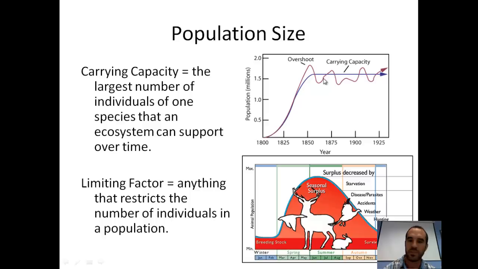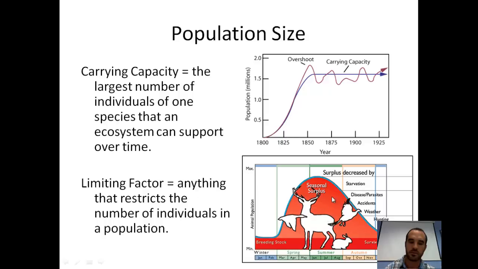Then we have limiting factors, and that's anything that's going to restrict the number of individuals in the population. So here we've got this, which was actually from a hunting website, but it listed some good ideas of limiting factors. You could have not enough food, starvation, disease and parasites, weather, hunting, predators. All those are going to be things that limit the amount of organisms you have in your ecosystem.